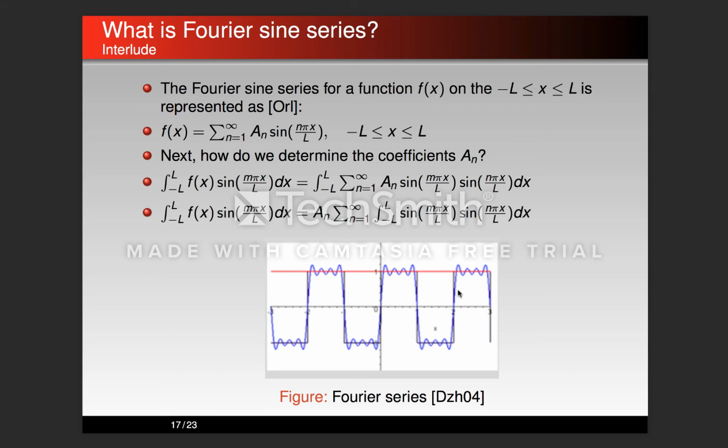So to find the coefficient of a_n, we know that the Fourier sine series converges to a function, so we can find the coefficient a_n in this homogeneous sine series. Firstly, we multiply both sides by sin(mπx/L) on both sides of this equation, and integrate over the limit from -L to L, which gives us this equation.